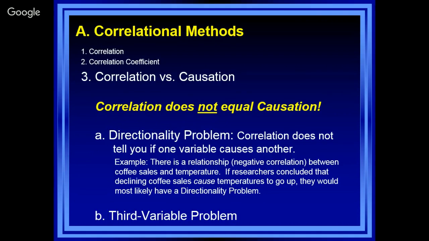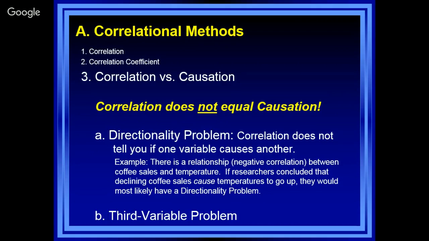So here's a good example. If there's a relationship between coffee sales and temperature, and it's a negative correlation, which we talked about it is. If you were going to assign causation, then you would have to conclude that declining coffee sales cause temperatures to go up. Because remember, correlations can go either way. So what you want to say is high temperatures cause low coffee sales.